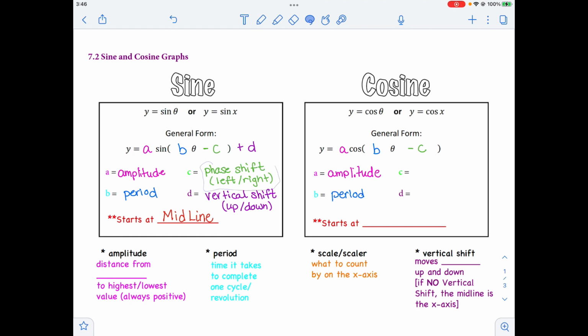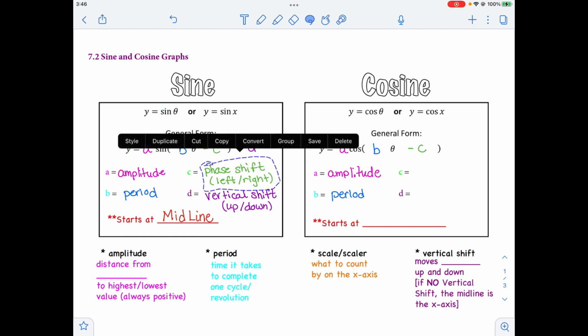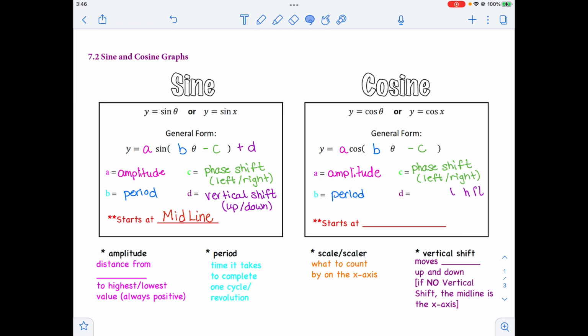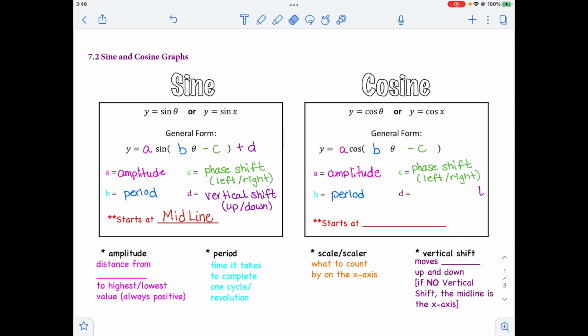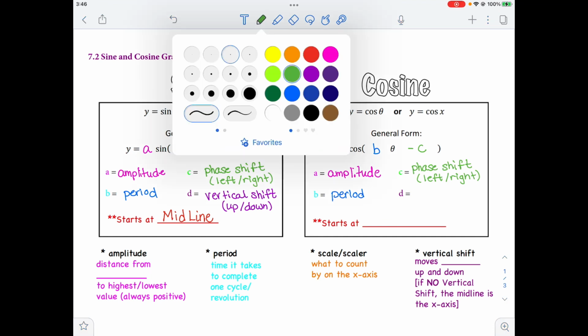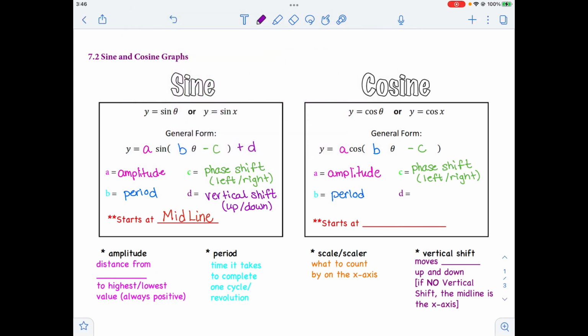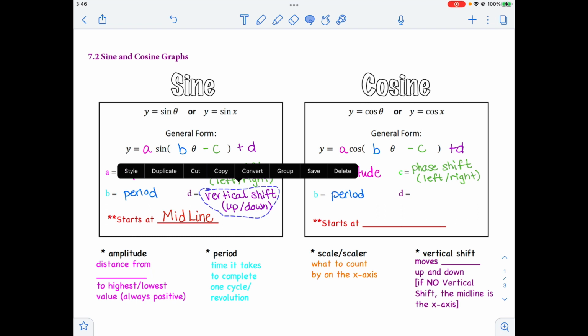So let's just do a little copy here. All right, and then we have possibly something attached to the end, and that would be our plus D. That is our vertical shift.